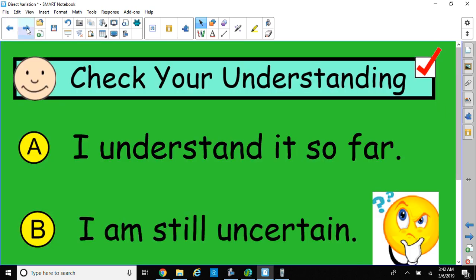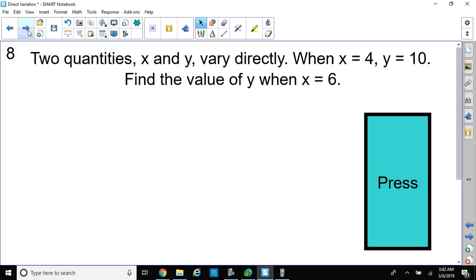So check your understanding. I hope things are going well for you. If not, rewatch the video and bring in your questions tomorrow. Two quantities, x and y, vary directly. So x and y, they're your fractions, x over y. They're going in the same direction. So they both seem to be going up. It looks like x is 4, then x is 6, and y is 10. Find the value of y when x is equal to 6.